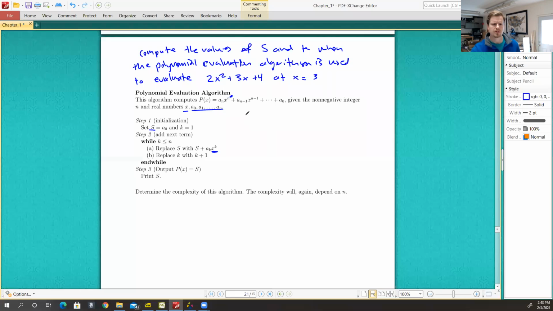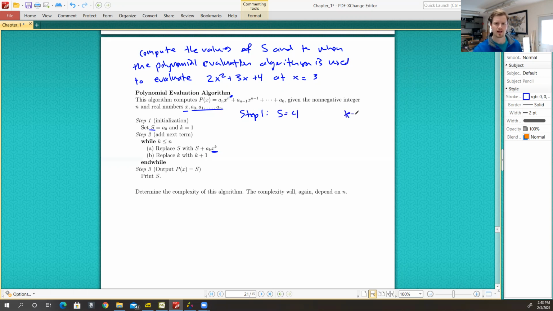All right, so an example here, evaluating. In step 1, what we do is we set s equal to a sub 0. So a sub 0 is 4, so s is equal to 4.